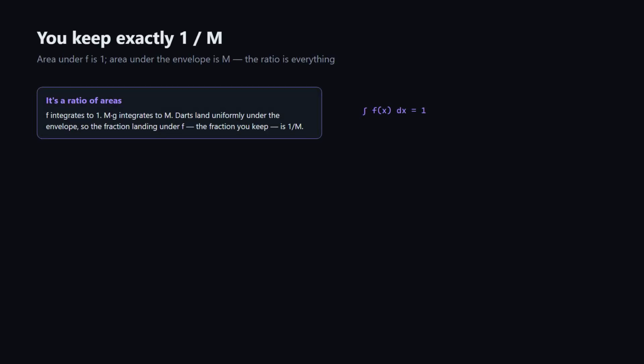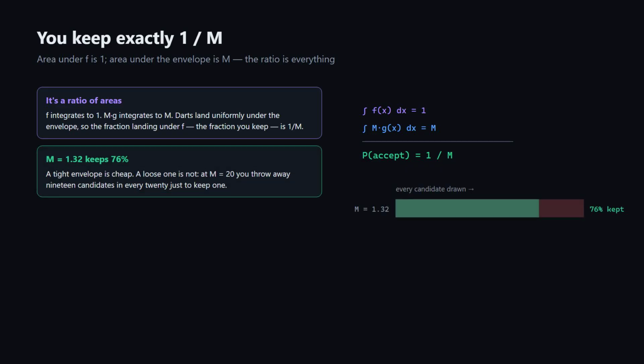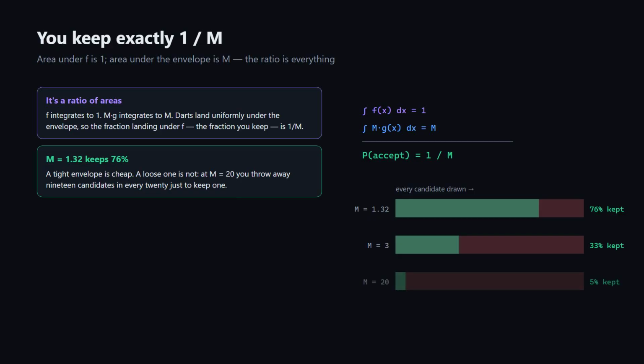Nothing is free, and here the price is the rejected darts. The region under f has area 1, because f is a density. The region under the envelope has area m. So the fraction of darts you keep is exactly 1 over m. That makes m the entire story. Our normal from Laplace pair has m equal to 1.32, so about 76% of candidates survive. Cheap. An envelope with m of 20 would throw away 19 darts out of every 20.